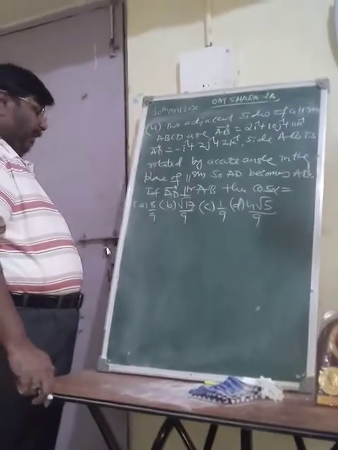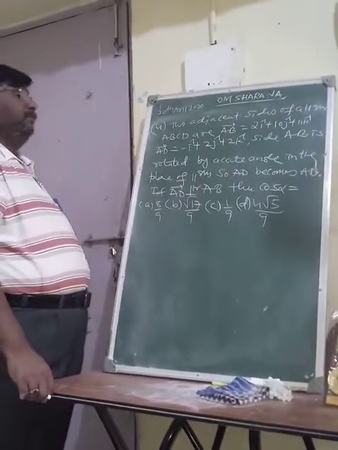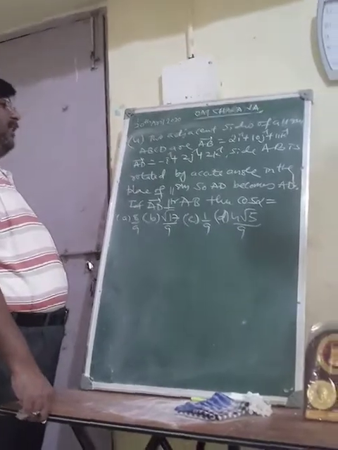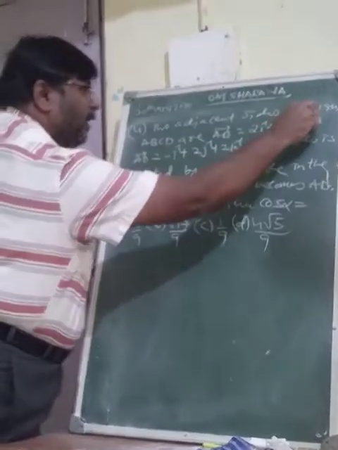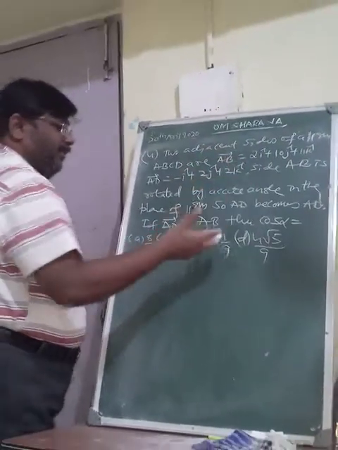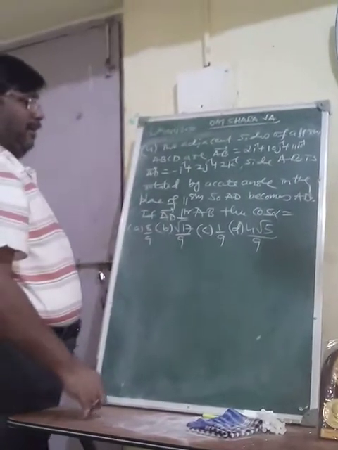So now I would like to move to question number 4. Two adjacent sides of a parallelogram. Symbolically, I have written, as there is a scarcity of place.